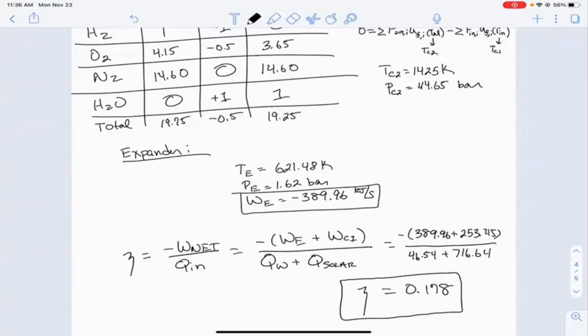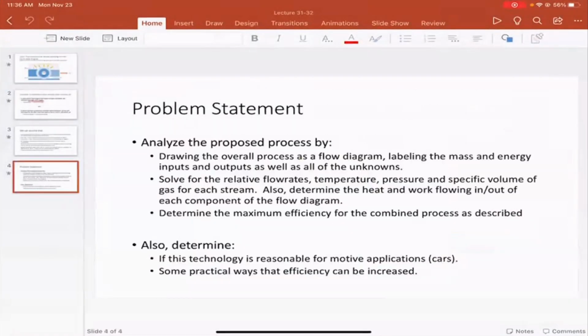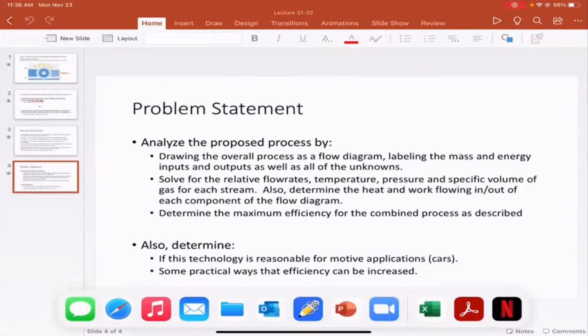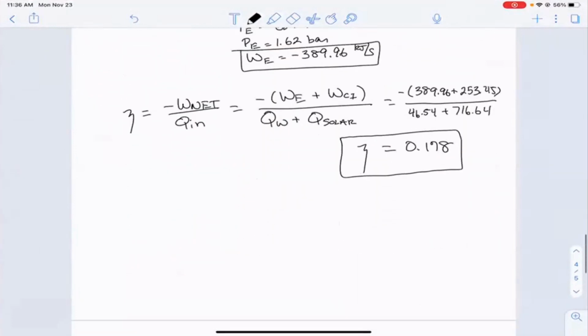All right. So then we were asked, after we determined the efficiency, to think about maybe ways that we could increase the efficiency and also to figure out if the technology may be reasonable for a motive application. Okay. So let's do that top one first. If it's reasonable for a motive application like a car. So does anybody want to come in? What are some of the considerations when we think about whether it would be appropriate for automobiles?